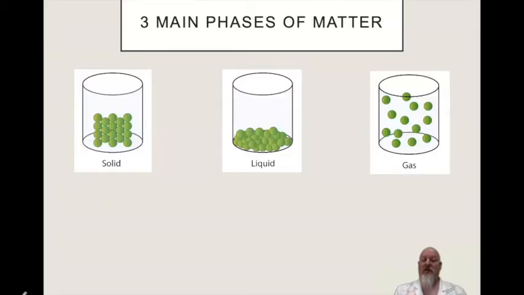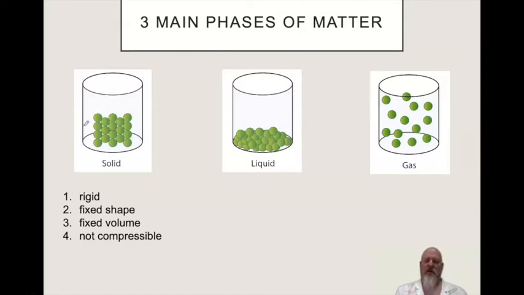All right, there's three main phases of matter: solid, liquid, and gas. And we know certain things about each of these, right? We know a solid is rigid. It's got a fixed shape and volume. It doesn't change its shape unless we provide some physical force to it. It's not compressible. The atoms are about as close to one another as we can get. So that means we can't squish it down any farther, so it's not compressible.